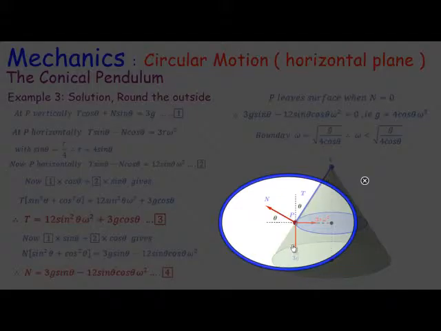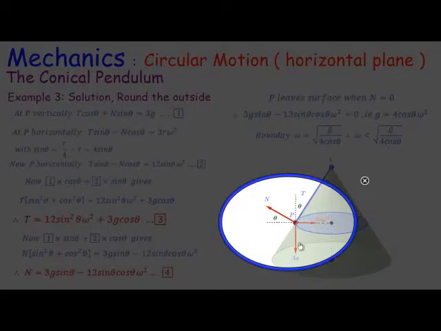How about horizontally? Now, this is an interesting one. We've got a component of N coming down through the angle, so we've got N cos theta. We've also got a component of T acting in the opposite direction, which is T sine theta, going through the complement of the angle, and that is balanced by this centripetal force.